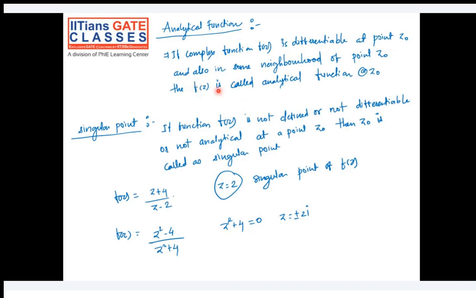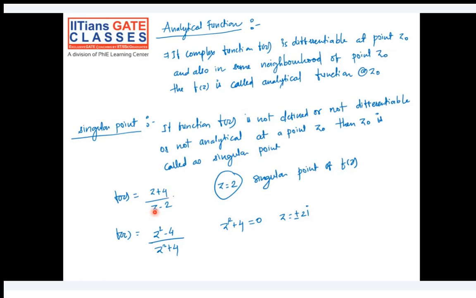Next is singular point. When we say singularity or singular point, if a function is not defined or not differentiable or not analytical at point z naught, then we say z naught is a singular point or z naught is a singularity. Let's take a simple example. Here f of z is z plus 4 divided by z minus 2.